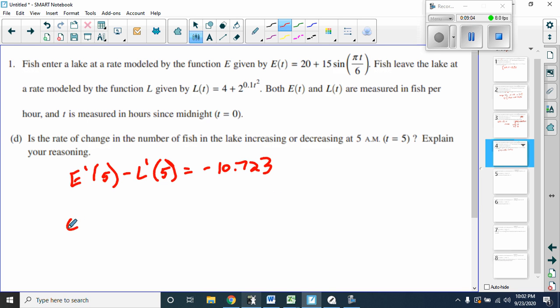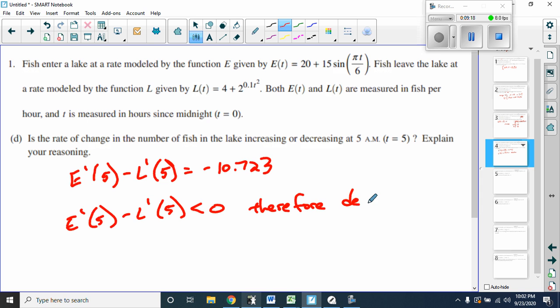I would state that E prime of 5 minus L prime of 5 is less than 0. You do want to show what value it has. Therefore, decreasing. So that's one very common type of problem, these rate added, rate removed type problems.